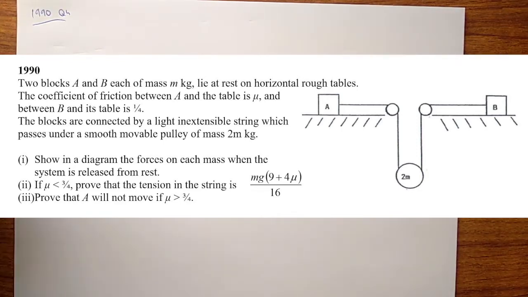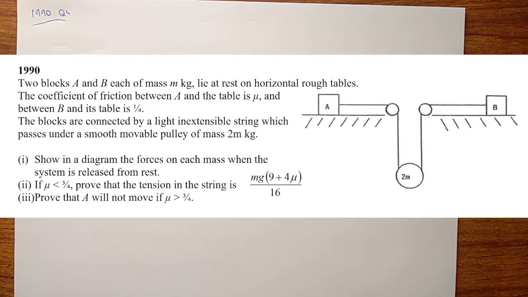Alright, so if we look through this question, it's a good example of why you want to read a question. Show the diagram of the forces on each mass, fine. Solid starting point no matter what we do. But part 2 gets a little bit weirder. If mu is less than 3/4, prove the tension in the string is all of this. Well, that might seem a little bit strange. How do I assume mu is less than 3/4?